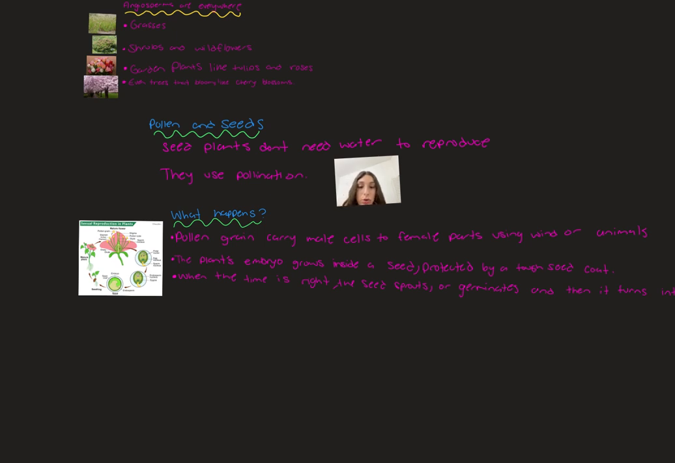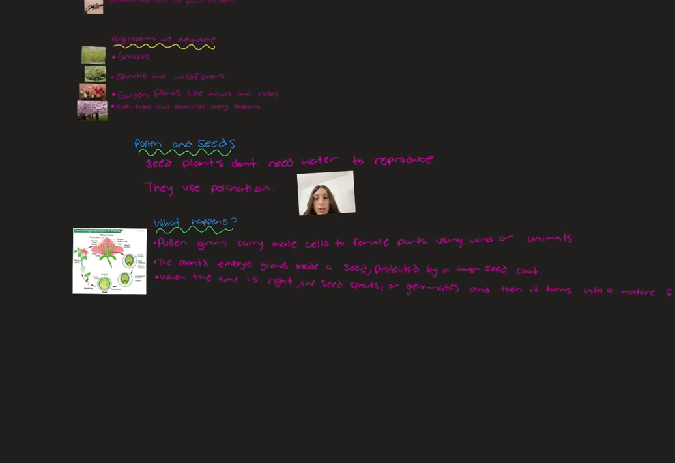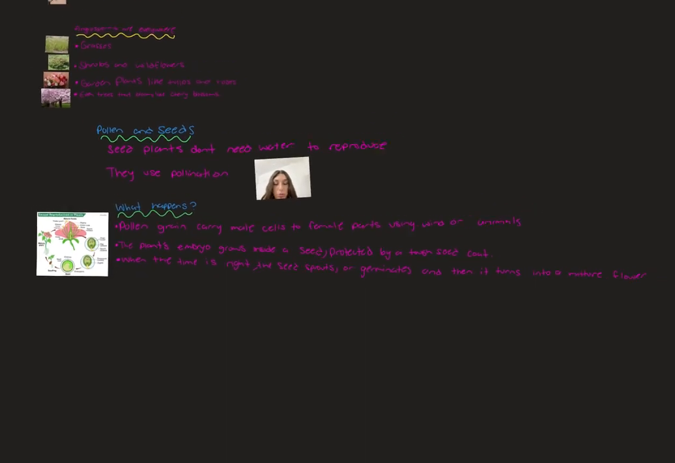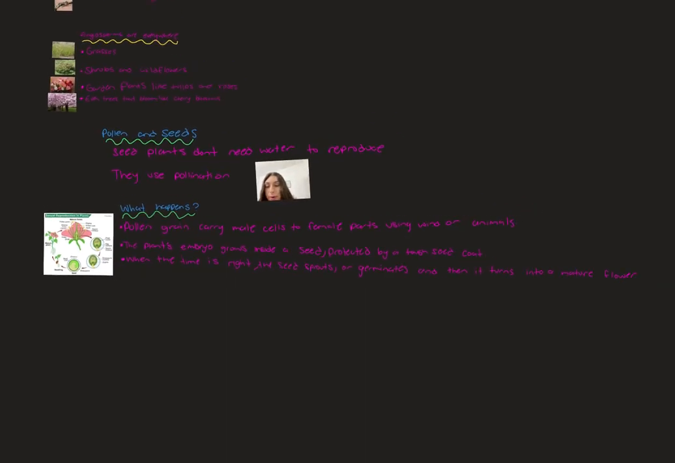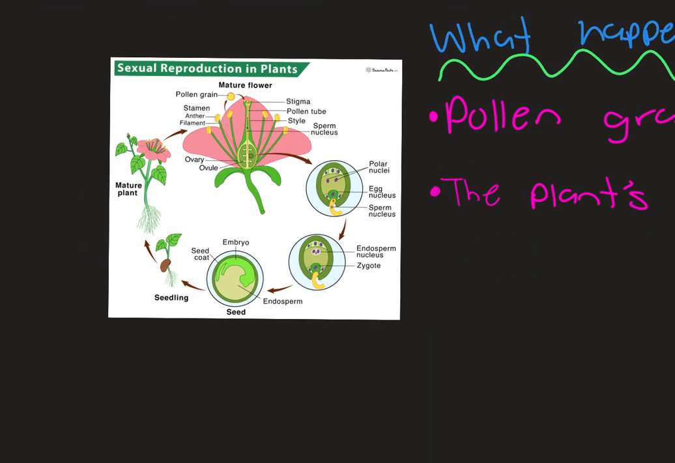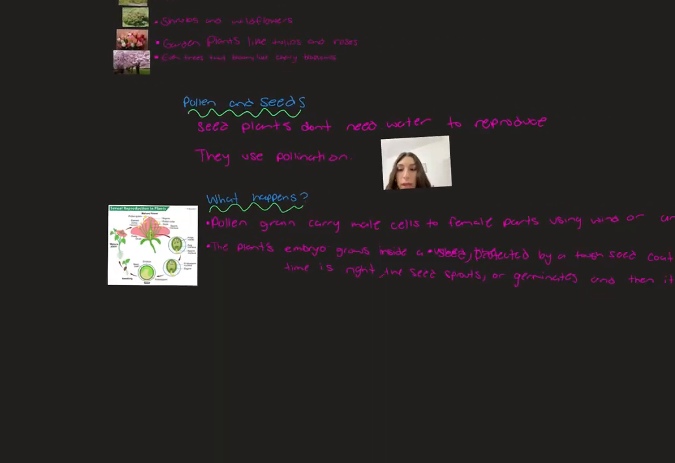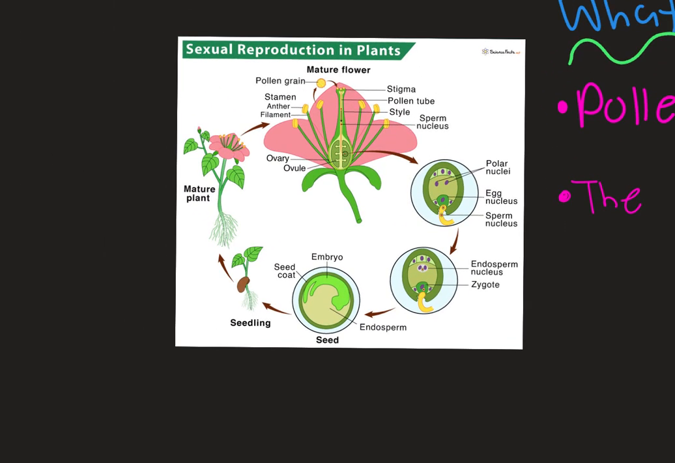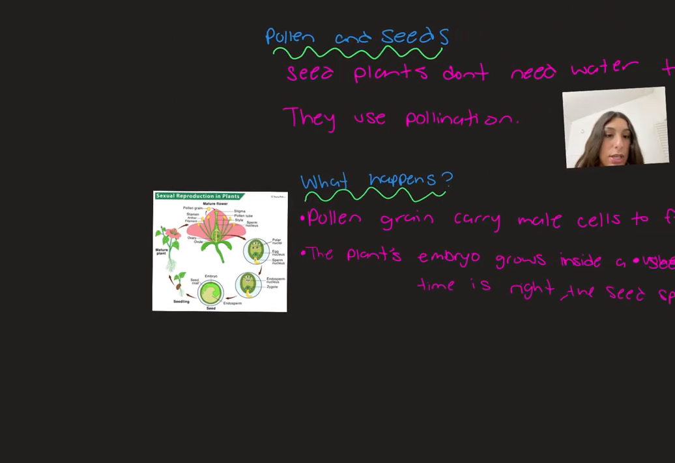The plant's embryo grows inside a seed, protected by a tough seed coat. You see, when the time is right, the seed sprouts, or germinates, and then it turns into a mature flower. As you can see in this picture, it shows all of the processes from the beginning to the end. So you see here the embryo, the seedling, the mature plant, the mature flower, then it goes to here, and then it goes here, and then it just keeps on going.